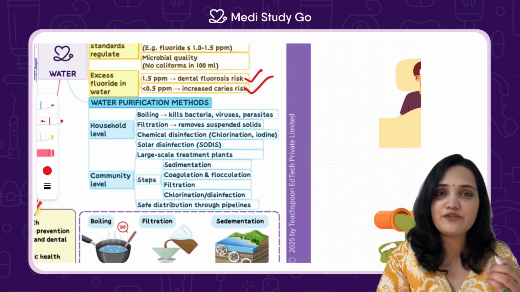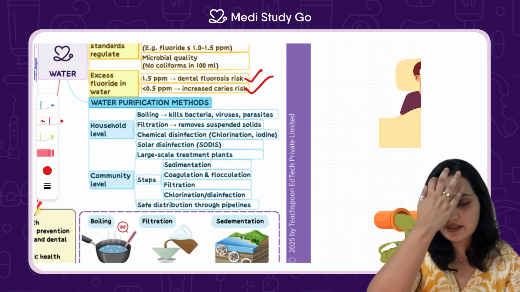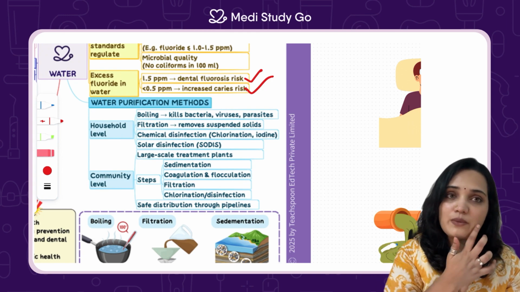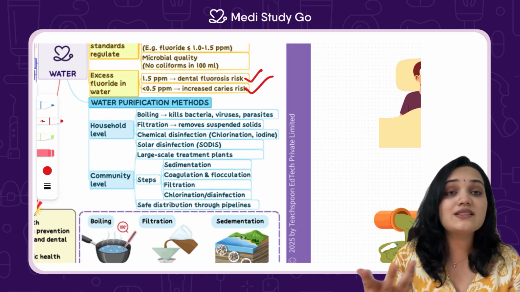So maintaining the right fluoride level is very important. Now we're saying we need to maintain fluoride level. We're saying that there are standards of water. So what are these methods by which the water can become pure and drinkable and safe?